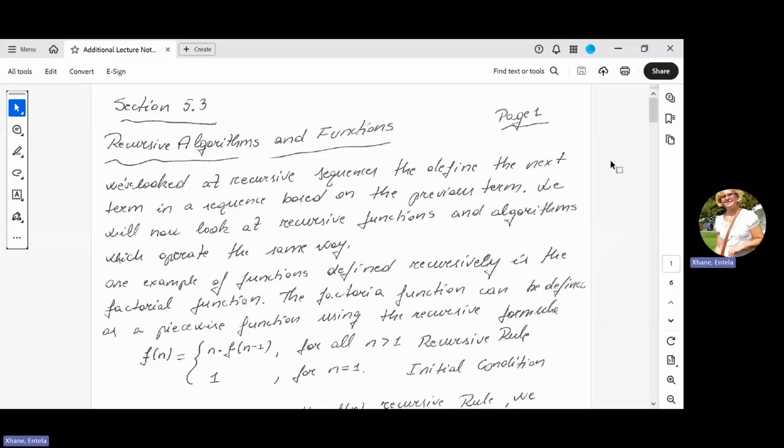So let me go ahead and then share. These are additional notes that you can find in Brightspace under the module lecture notes. And these are specifically the final lecture notes, additional lecture notes of chapter 5. So recursive formula and algorithms.